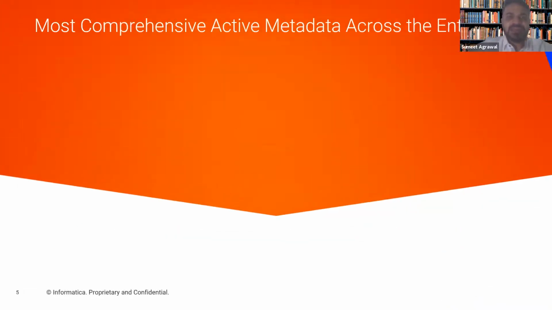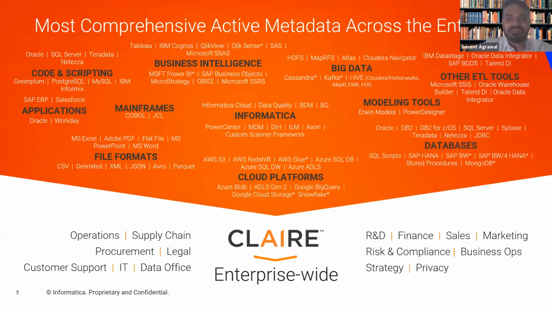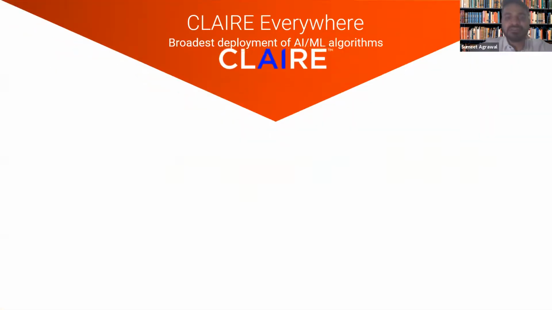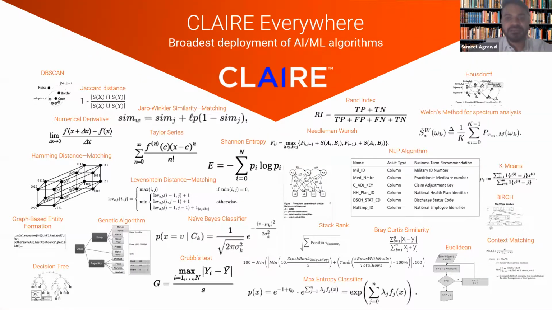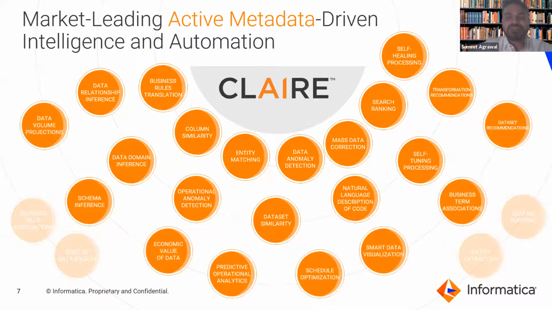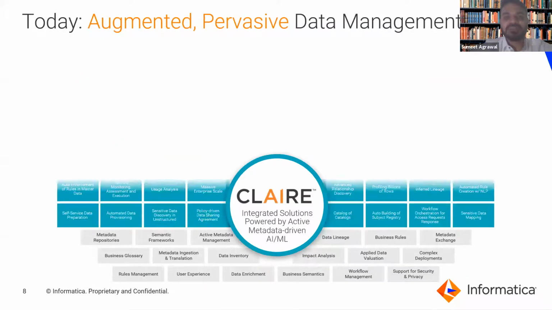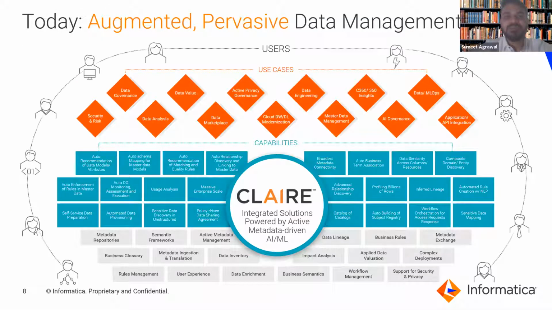So let me tell you what the secret sauce behind all of our intelligence layer is. This is what we call our CLAIRE engine, which uses all these different algorithms under the covers to provide metadata intelligence to our customers. These are some examples to show you how we are using CLAIRE, our AI and ML engine, under the covers to bring productivity to our users. And all of this helps us build data management that is totally augmented and pervasive today.